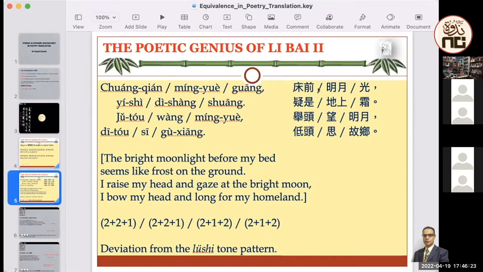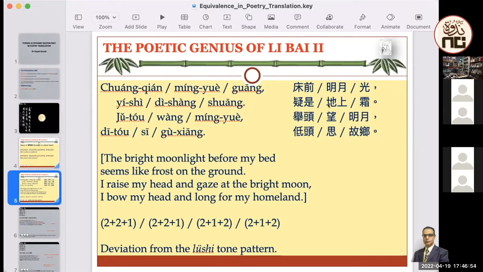I divided it into dissyllabic units, according to the grammar, according to the meaning, according to the rhythm. So Chuangtian, I would put as one unit. Mingyue, and then Guang. Somebody might say, oh, I want Mingyue Guang together. So it's 2 and 3. Okay, it's up to you.